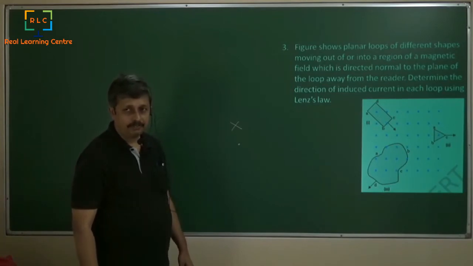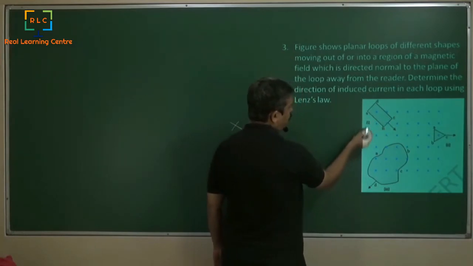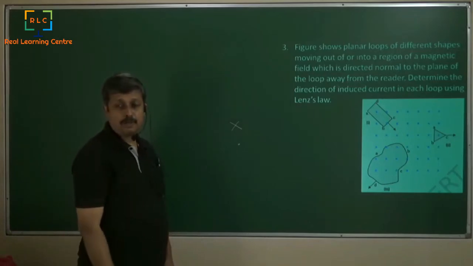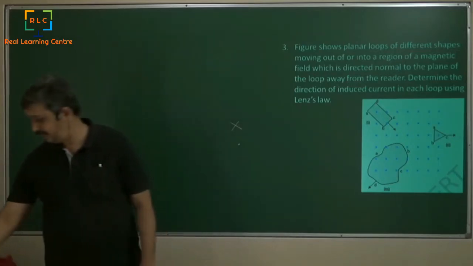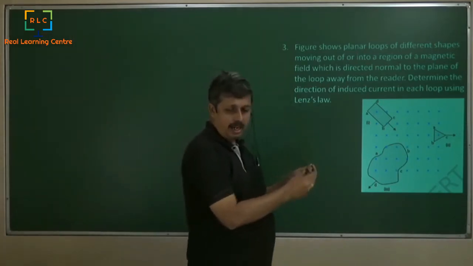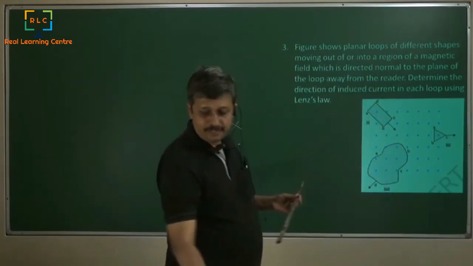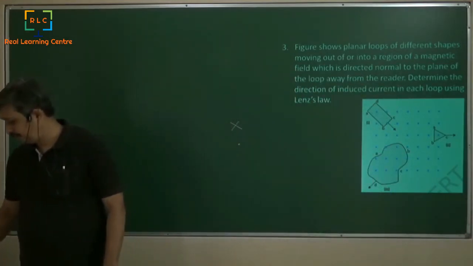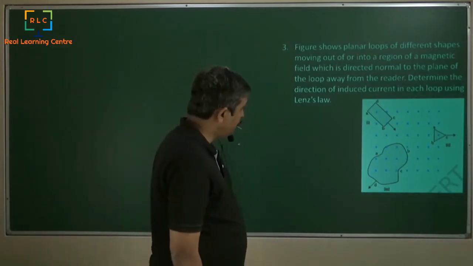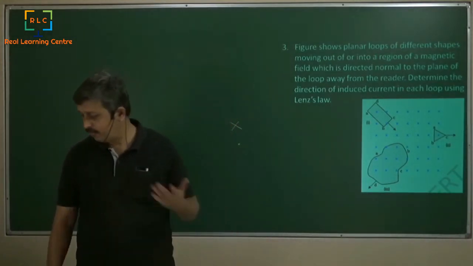Now in this case we have put crosses, that means the magnetic field is all directed inside the board. The rectangular loop is entering the magnetic field, perpendicular to the magnetic field. So the question now is: when it is entering like that, what is the direction of the current?